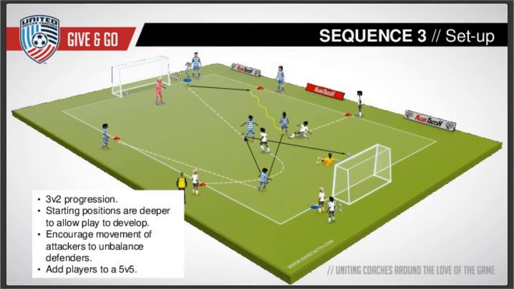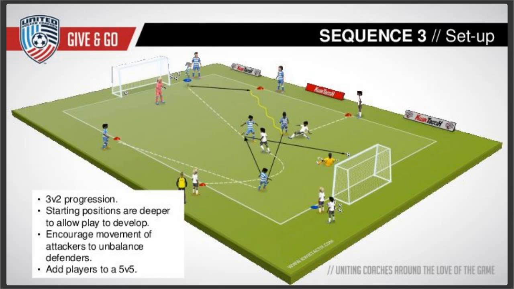In the last sequence, we now have a 3 versus 2 situation. To create this, a couple of things have happened. One is that we have now got players from both teams on both sides of the field. So we have split the cones apart with approximately 10 yards between them, and that gives us a little bit of buffer room and an opportunity for blues to start the attack.